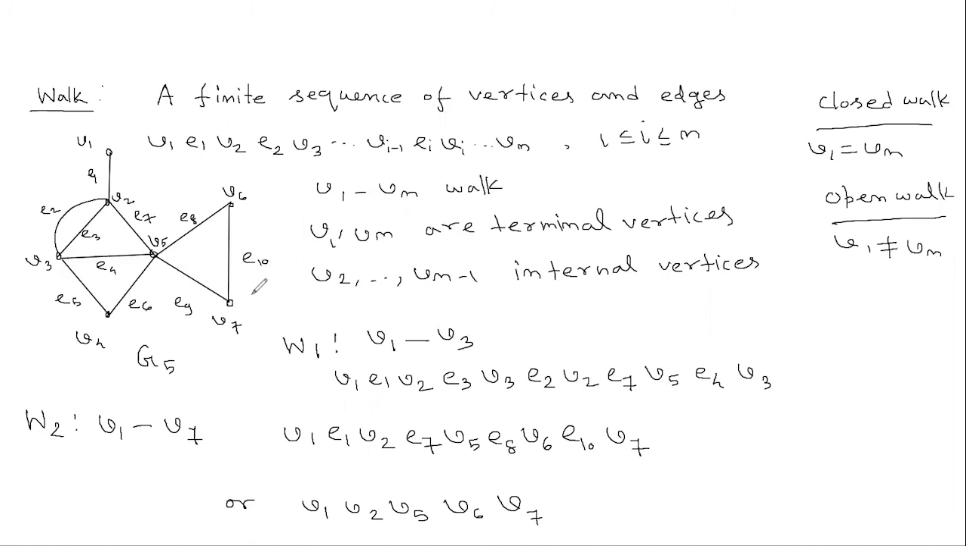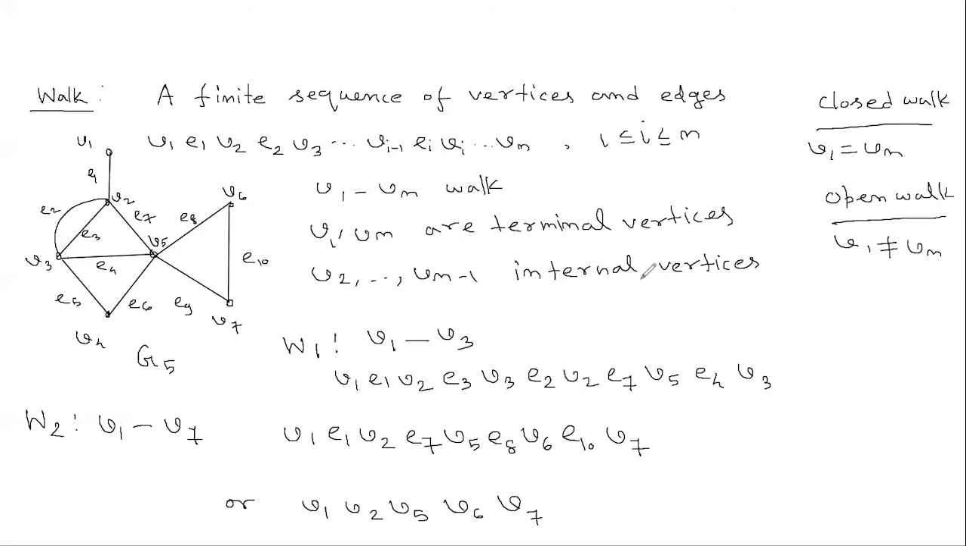So whenever we have only one edge present between two vertices, we can keep writing the name of the edges. But whenever we have parallel edges present, in that case, we must write the name of the edge that we are selecting for the walk.